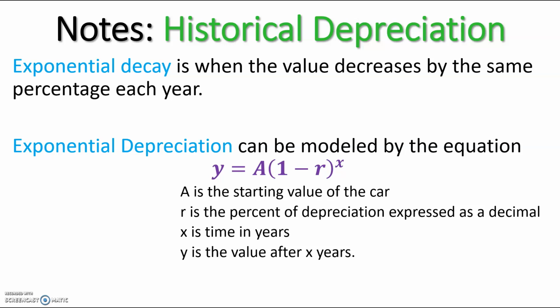Exponential decay is when the value decreases by the same percentage each year. Now, note, before we were looking at linear depreciation. In that case, it was decreasing by the same amount, not percentage. Exponential depreciation can be modeled by the equation y is equal to a times the quantity 1 minus r to the power of x, where a is the starting value of the car, r is the percent of the depreciation expressed as a decimal, x is the time in years, and y is the value after x years.